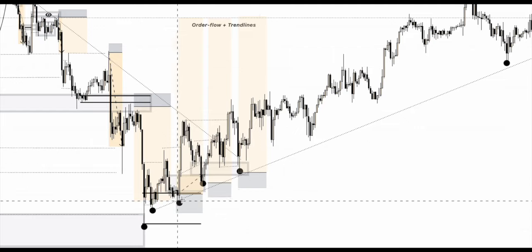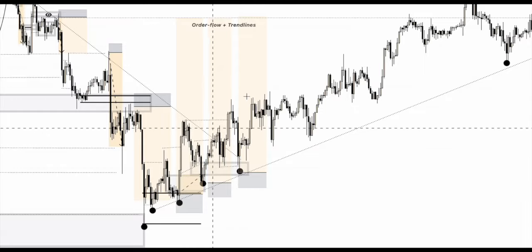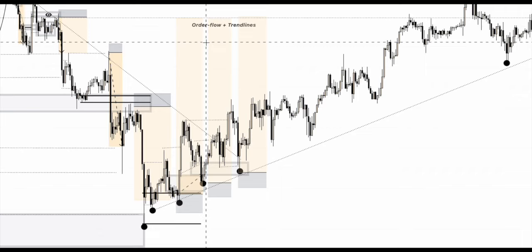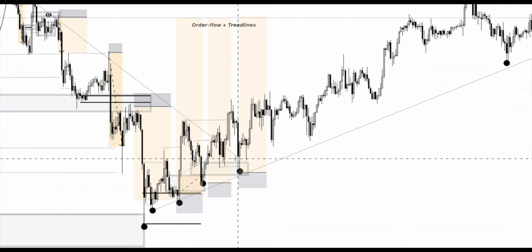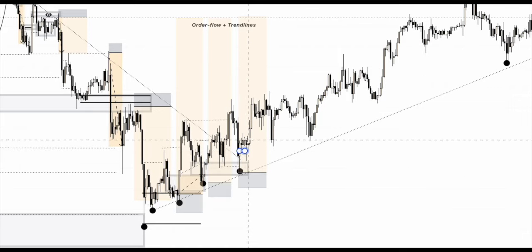Look how many we already entered: 1, 2, 3, 4, 5, 6. This is 7 different opportunities. Where's the need to chase price, right? So what happens after this? Price provides a what? Liquidity grab. Even on the lower time frame, it continues higher.